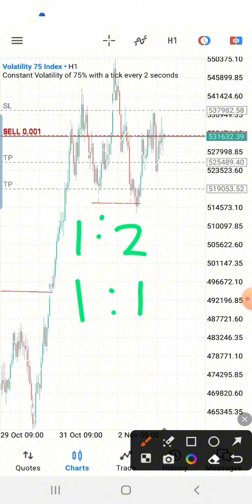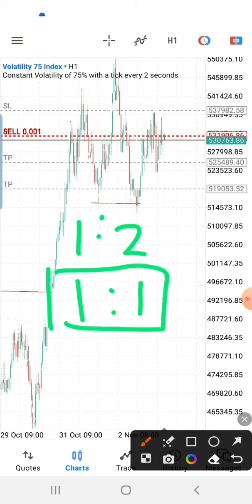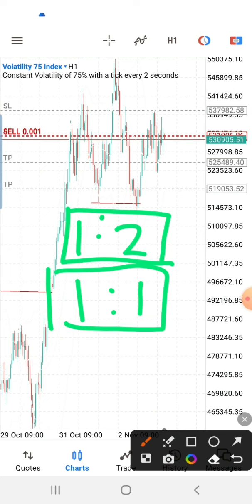What do I mean? For one of the trades, you make sure your TP is 1 is to 1, while the second one is going to be 1 is to 2. You can see here I have my first TP, 1 is to 1. This is my entry, this is my stop loss. So I have 1 is to 1 here, and the second one is 1 is to 2.